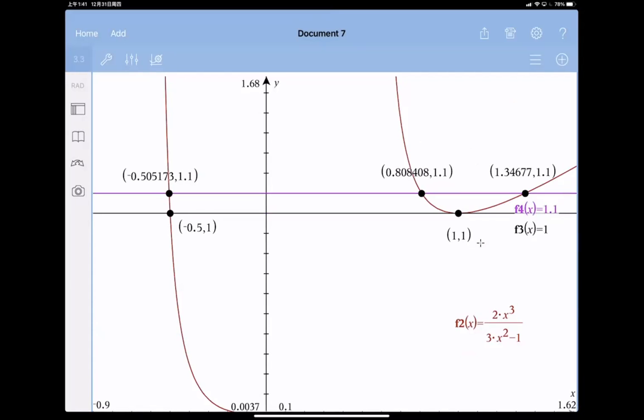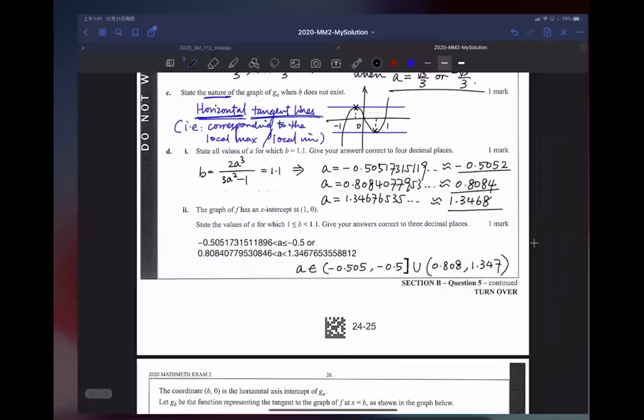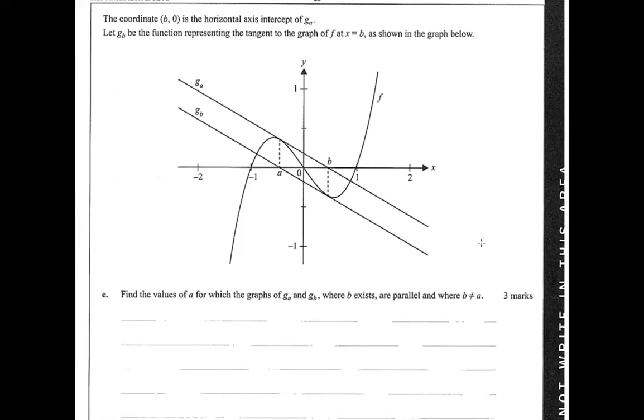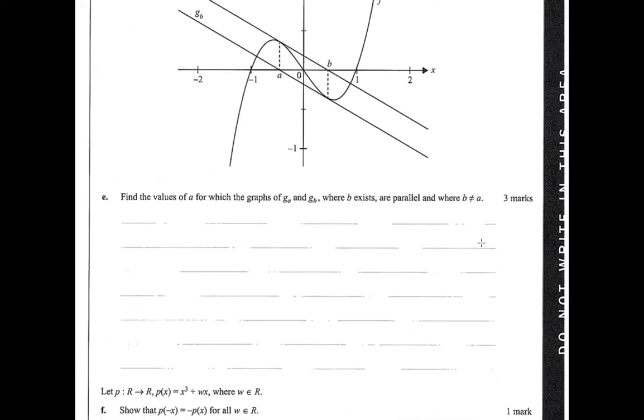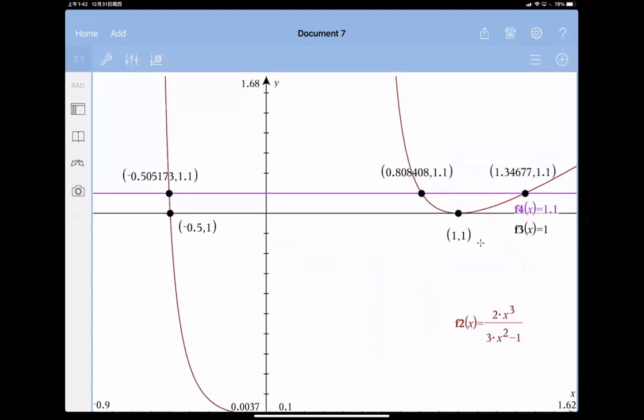0.8084 to 1.34677, a equals to 1 is already included within this interval. All you need to worry about is the left interval, okay? Right. Find the values of A for which the graph of GA and GB where B exists are parallel and where B is not equal to A. Parallel tangent equating the gradients again.